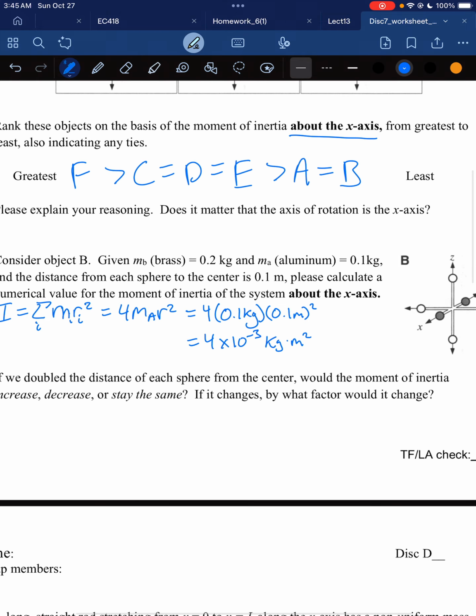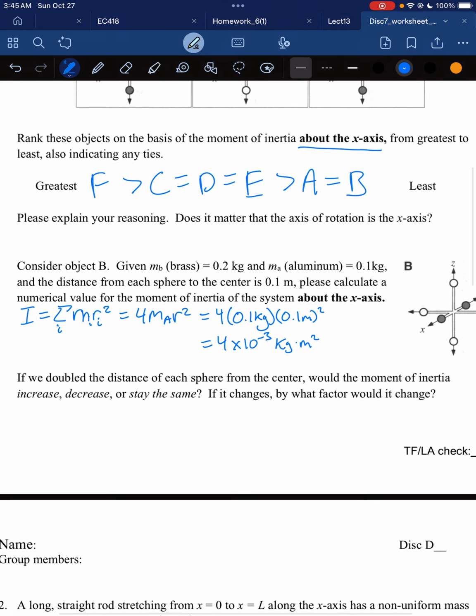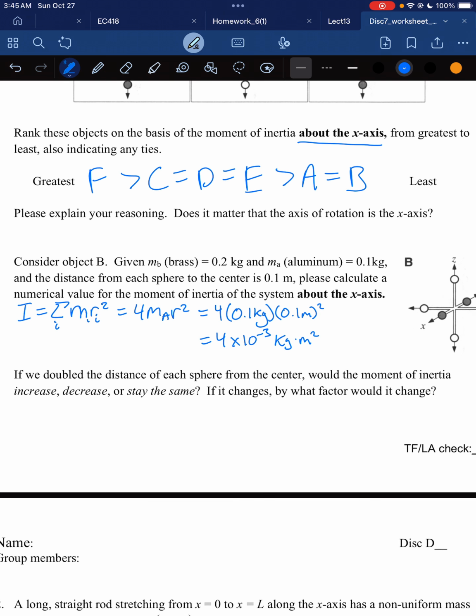And then the last part of this question says, if we double the distance of each sphere from the center, would the moment of inertia increase, decrease, or stay the same? If it changes, by what factor would it change? So from the equation I equals mr squared, we can see that the moment of inertia depends on the square of the distance. So therefore, if we have our distance and we double it to be 2r and we square it, then we're going to get 4r squared, which basically means that our moment of inertia is going to increase by a factor of 4.